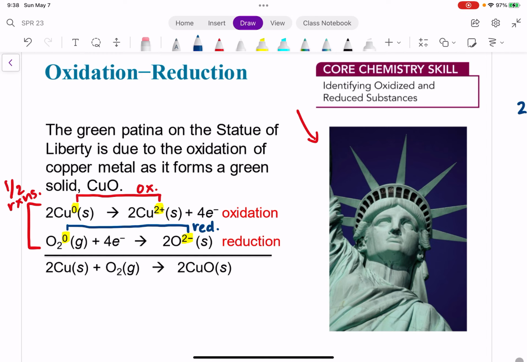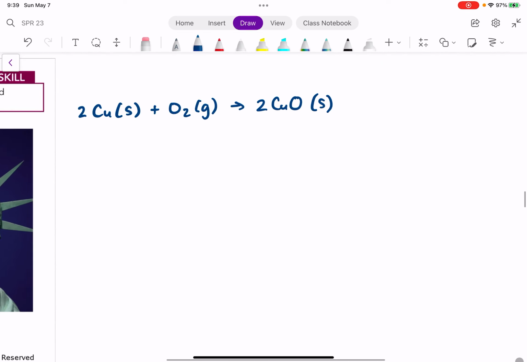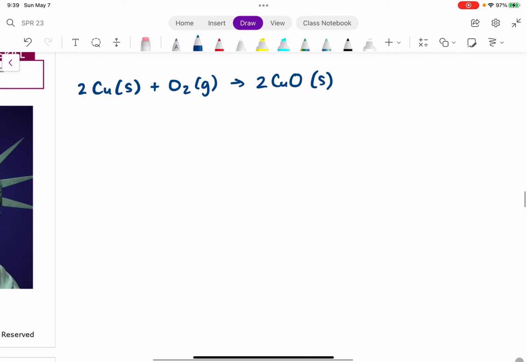So your book likes to split all of these redox reactions into half reactions, but you actually don't have to do that in order to see what thing was oxidized and what thing was reduced. So let's practice that real quick. This is the same chemical equation, but I wanted to show you how we could figure out what's reduced and what's oxidized without actually splitting it up into half reactions. So what you're going to want to do is assign your oxidation numbers, assign your charges to each of your atoms. What do I mean by that?